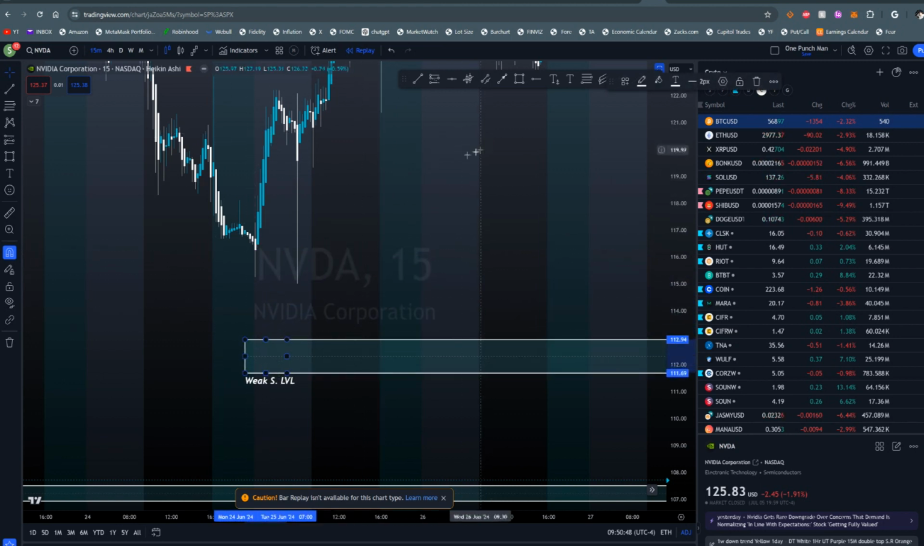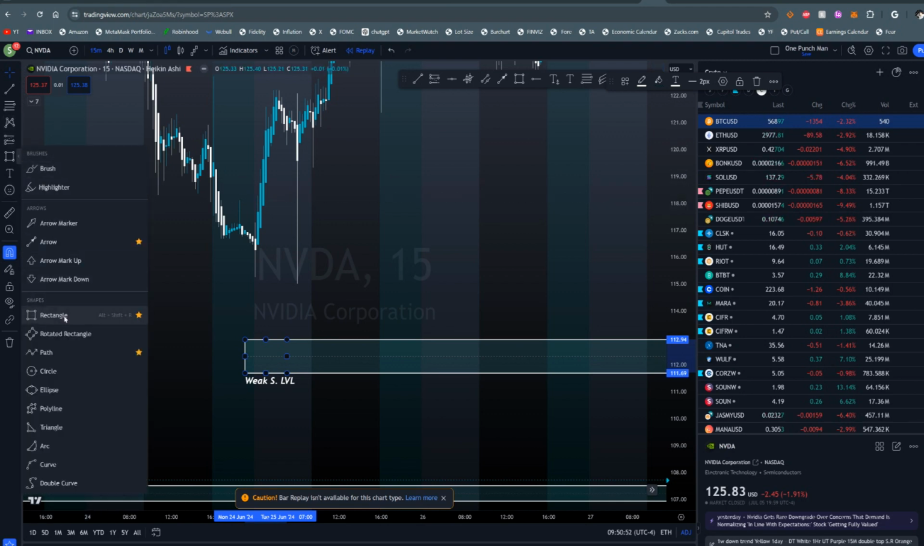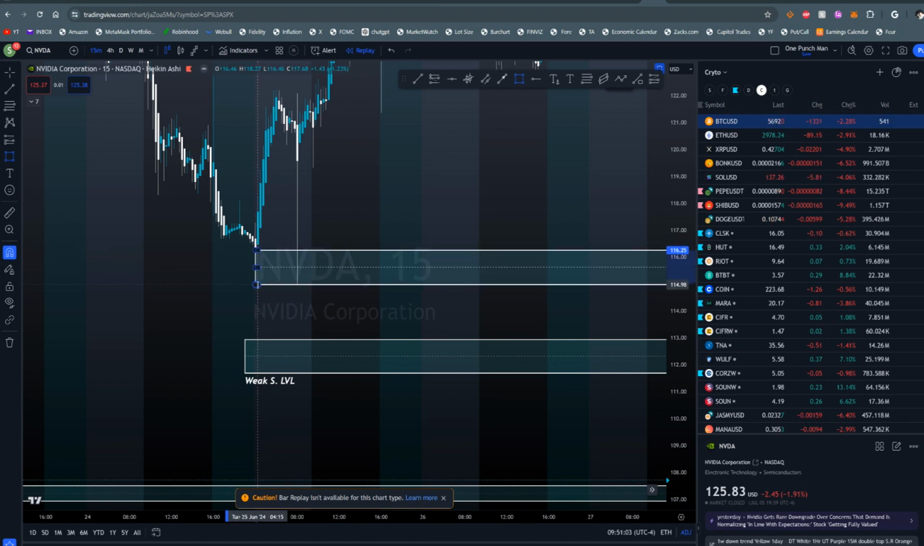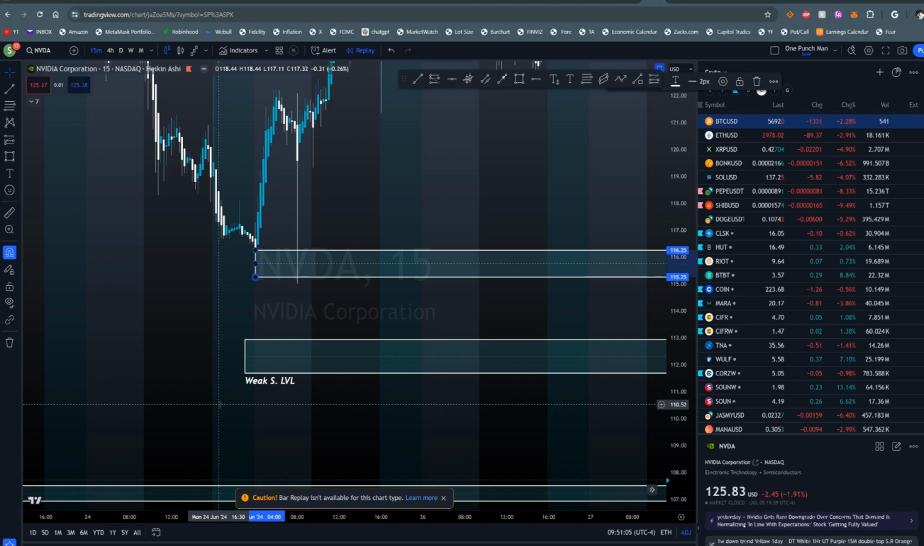So the way you want to do it is, I'm going to come over here, look for rectangle. I added it to my favorites, but come over here, rectangle for me. Then I would draw from the bottom of the Heikin Ashi candle to the wick of it, right? That's all. That's how I'll do it. But right here, as you can clearly see, we broke through support, right? So this is a weak support to me.